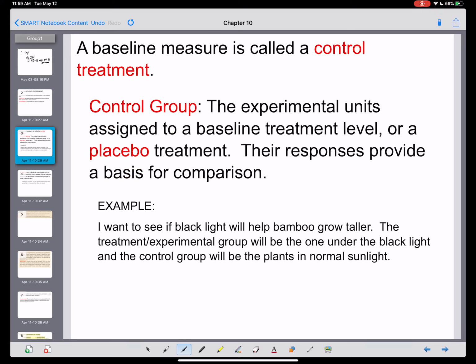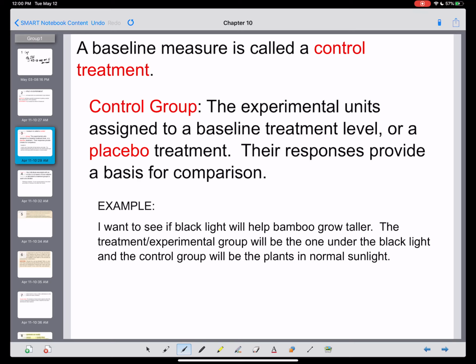A baseline measure is called a control treatment. A control group is the experimental units assigned to a base level treatment or a placebo treatment. The responses provide a basis for comparison. So a control group is a group that you're not doing anything to. Example: I want to see if a black light will help bamboo grow taller. The treatment group will be the one that has the black light, and the control group will be the plants in normal sunlight, because that's what they normally get anyways. I'm not changing anything there.